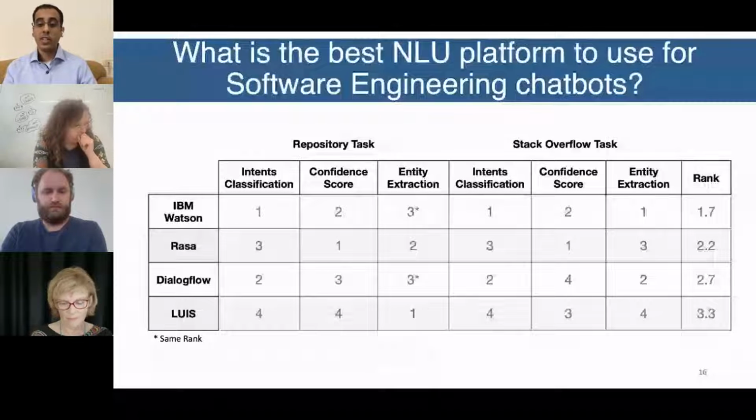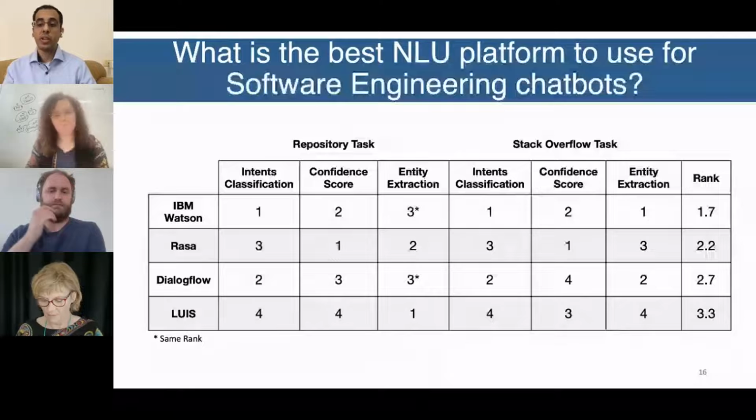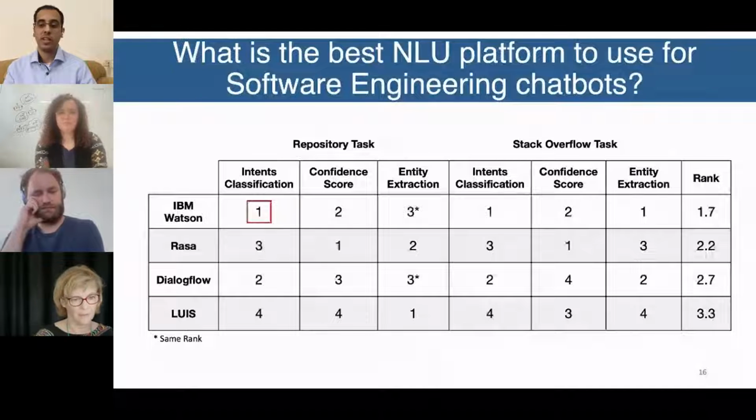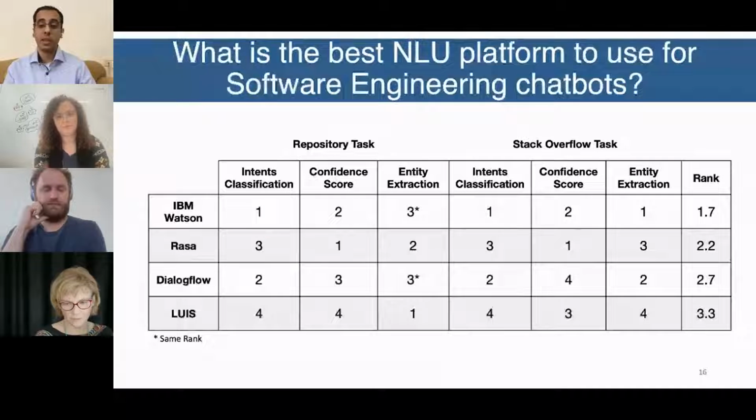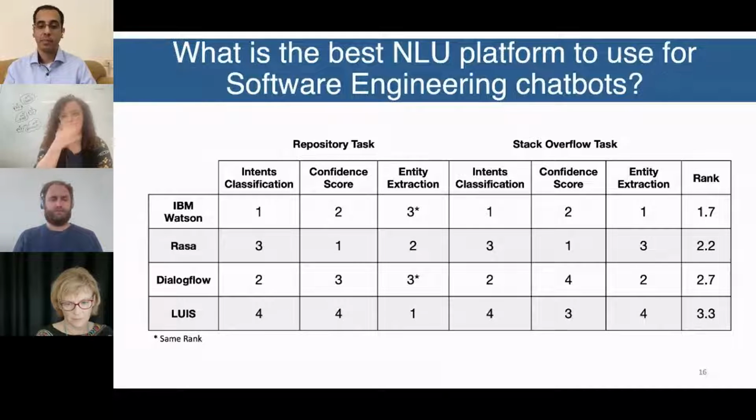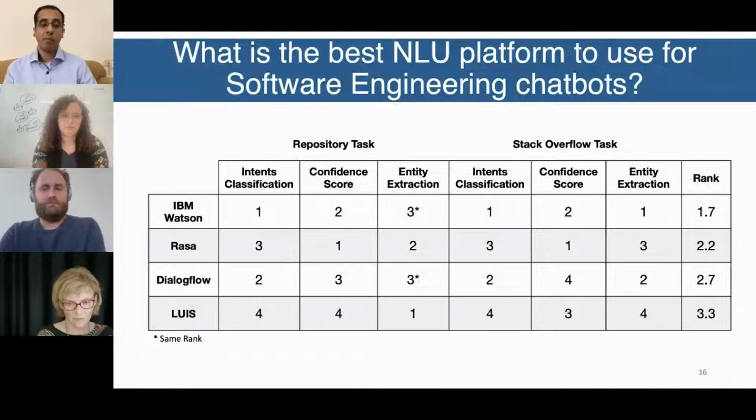So, for example, IBM Watson in the repository task achieved the best performance in intent classification, so we ranked it here as number 1. However, it came third when extracting entities in the repository. We computed the average ranks in all aspects in both tasks. In this case, the NLU with the lowest average rank is the best performing NLU. The results show that IBM Watson achieved the best rank, followed by Rasa, Dialogflow, and Luis.